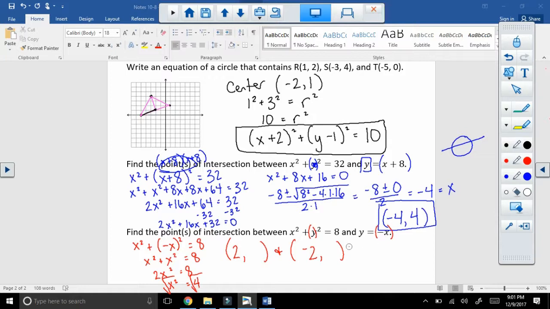Again, that's not the final answer because what I need to do is come up with the points. So if the x value is 2, then y equals the opposite of 2, which is negative 2. And if x is negative 2, then y will be positive 2. So in this case, there's actually 2 points where they're going to intersect, and those are the 2 points.